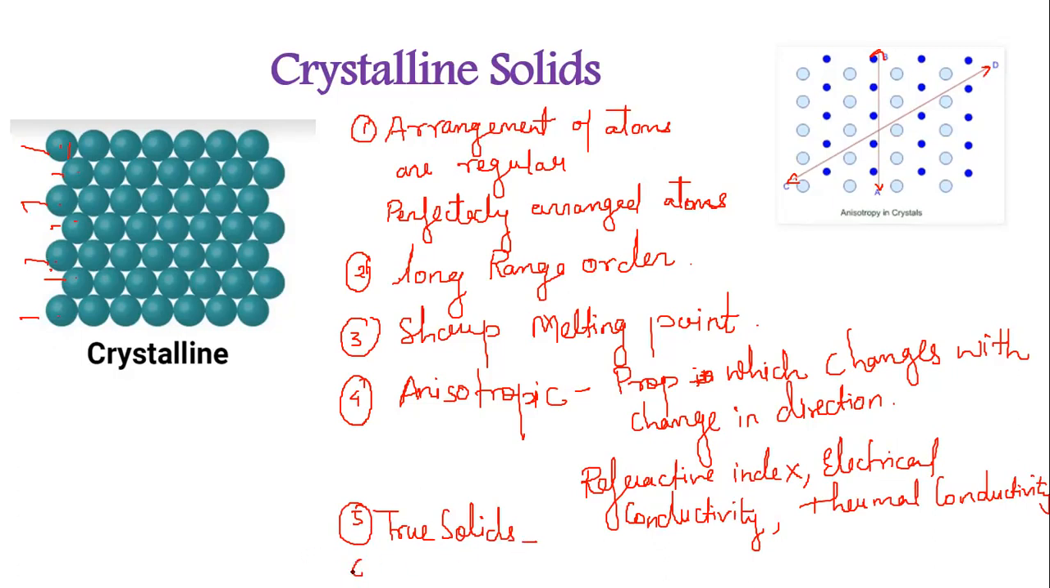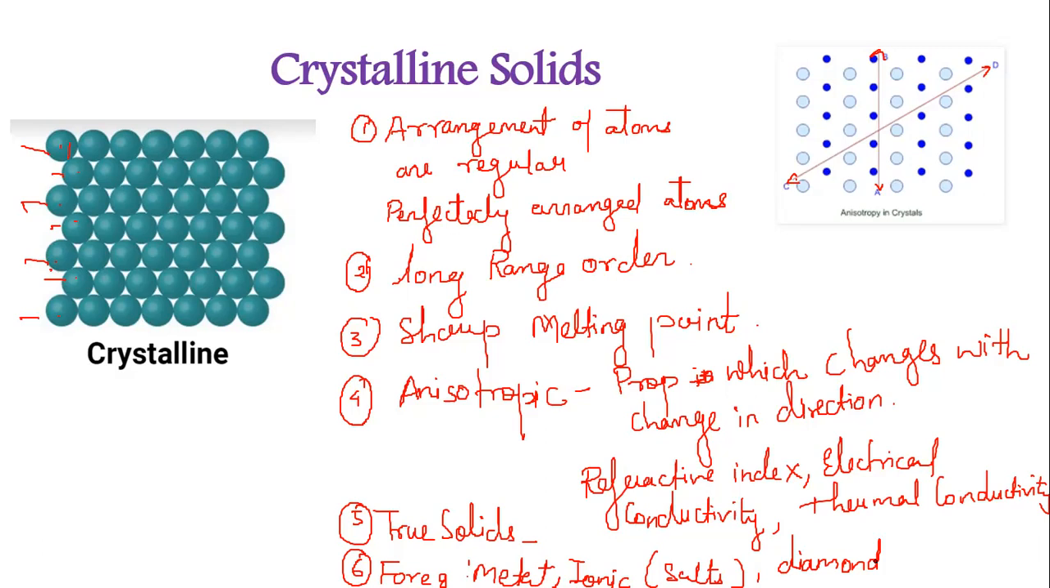So what are the examples? For example, metals. All types of metals are crystalline in nature. Then ionic salts like NaCl, KCl, they all are crystalline in nature. Then diamond, graphite, fullerene are also crystalline in nature. Okay, so this was all about the crystalline solid.